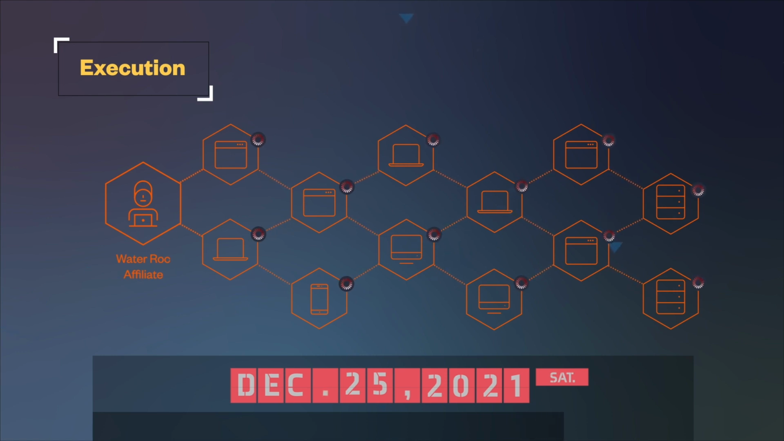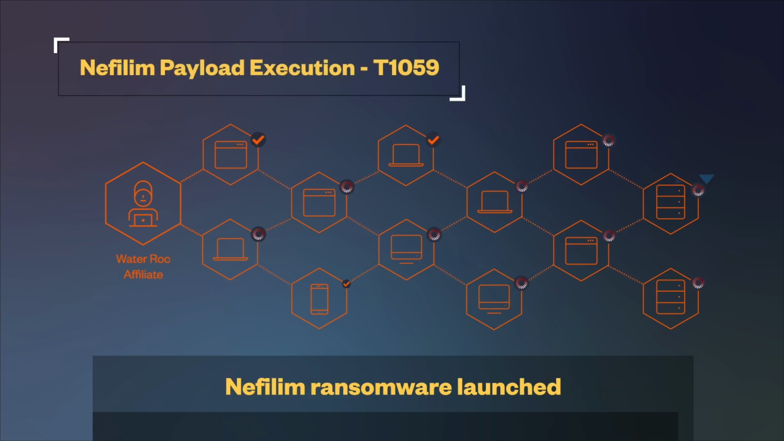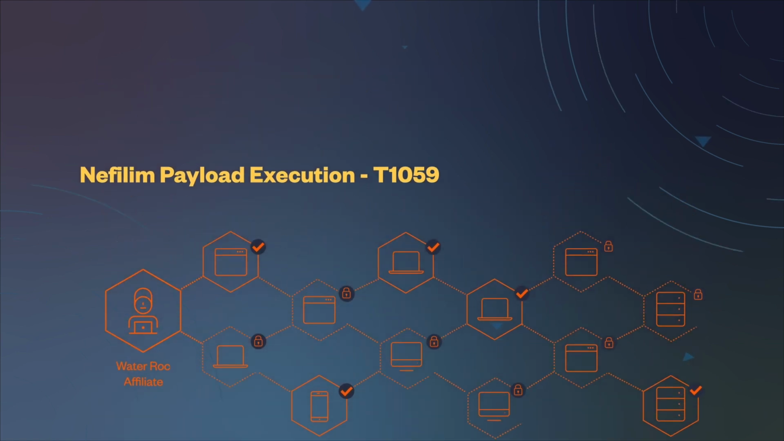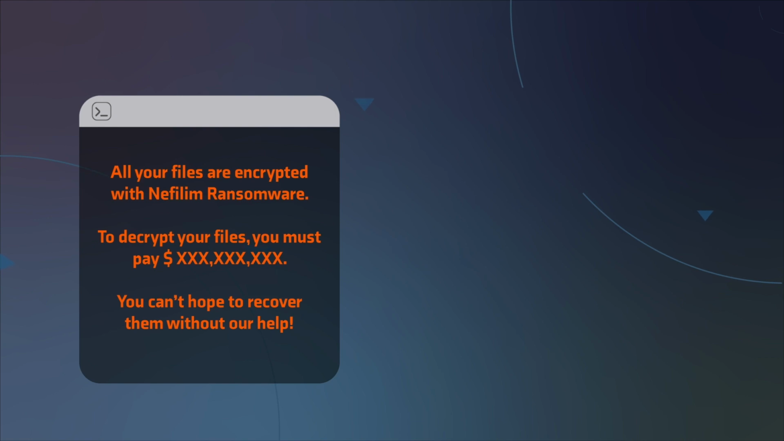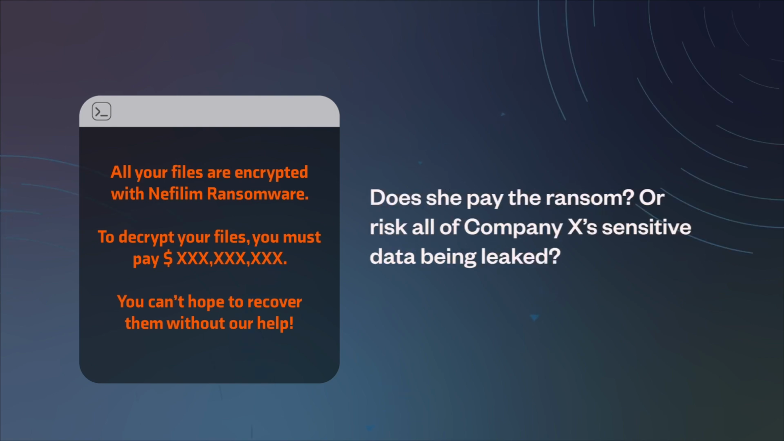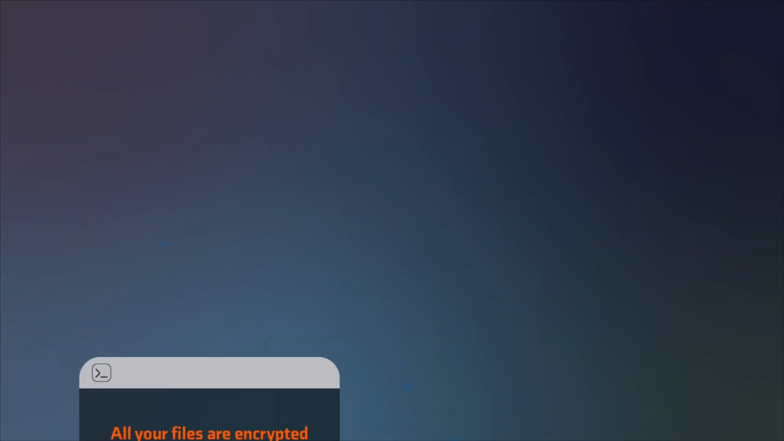The ransom note is created in the file system, and then the encryption process starts. Files are checked against an exclusion list first, then, if they are not on the list, they are encrypted. The original files are replaced with the encrypted versions. Company X's CEO gets back from her holiday to find the company's computers locked, data stolen, and a ransom note. Does she pay the ransom or risk all of Company X's sensitive data being leaked?